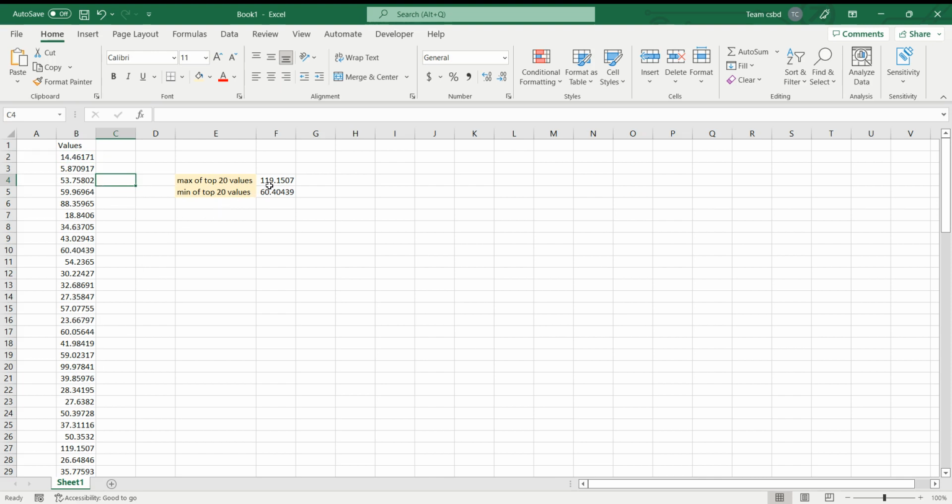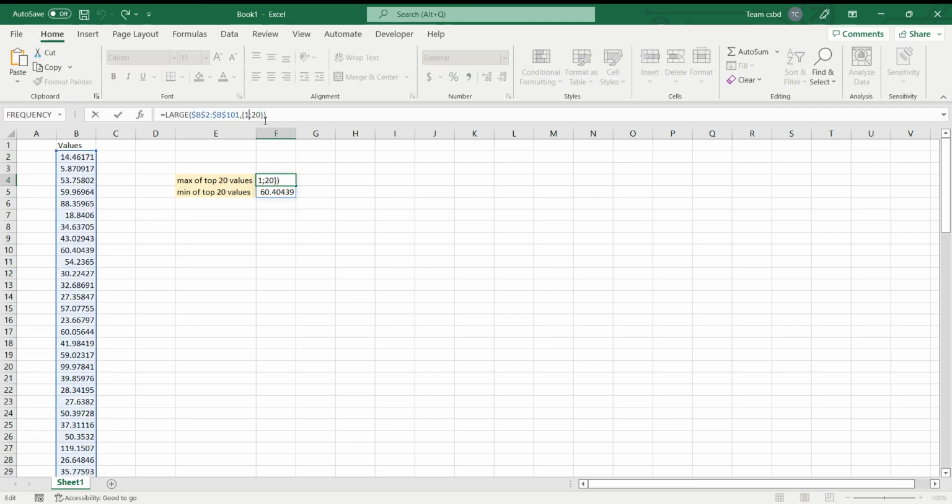What is the formula? Look, the formula is LARGE. Then we specify the range, here B2 to B101. Then we specify the number or the position. Suppose I want to find the number one value, which will be the maximum value, and the 20th value, which will be the minimum of the top 20 values.